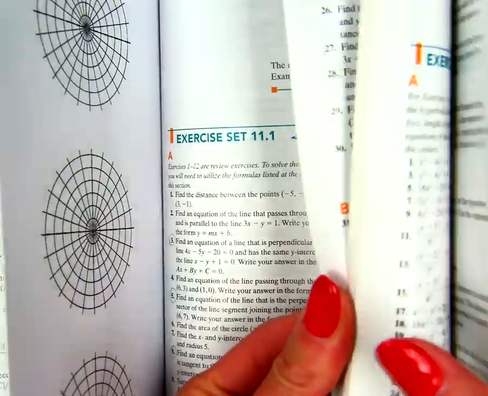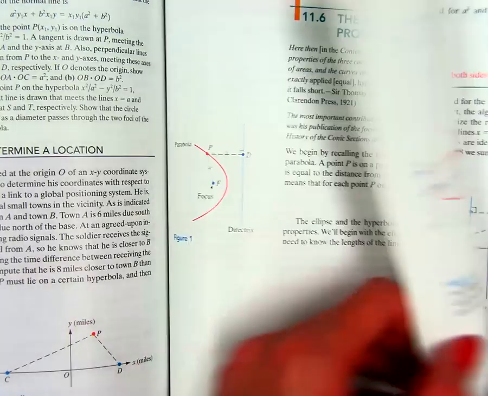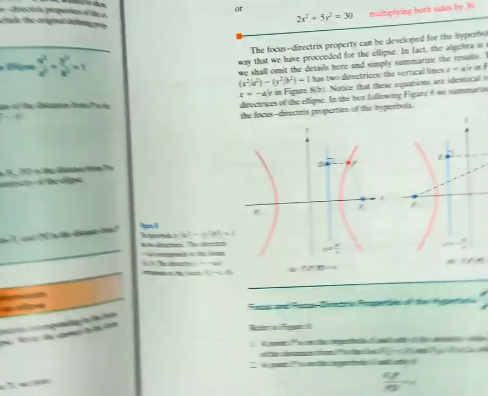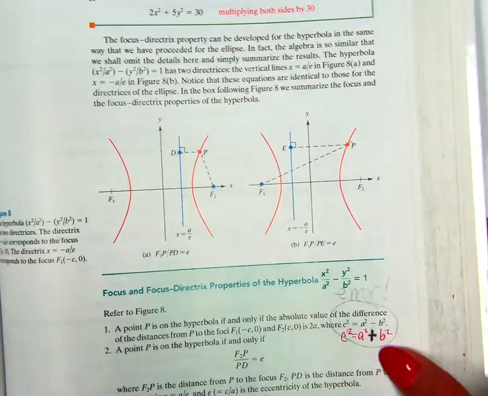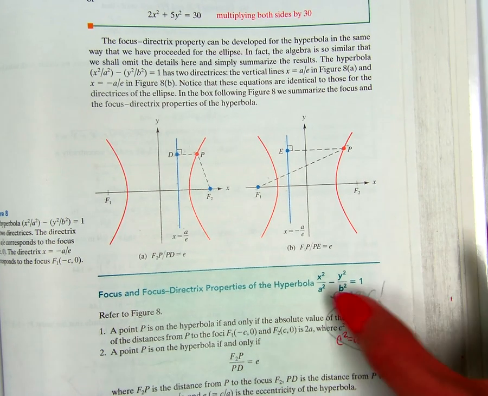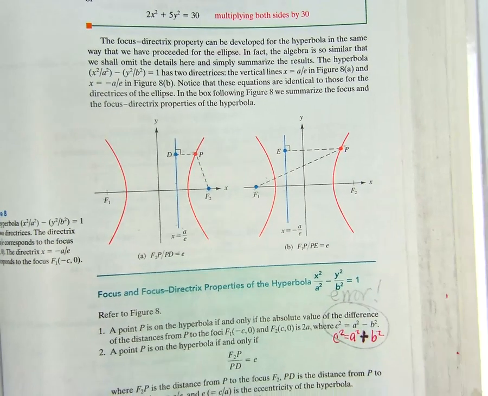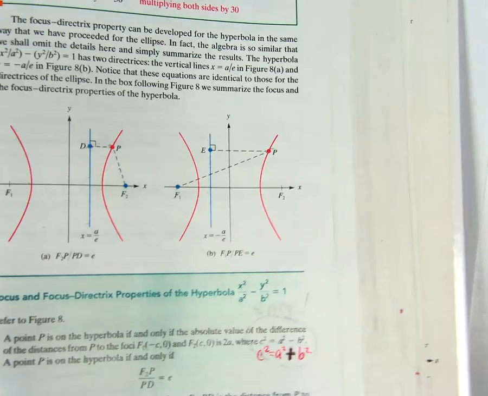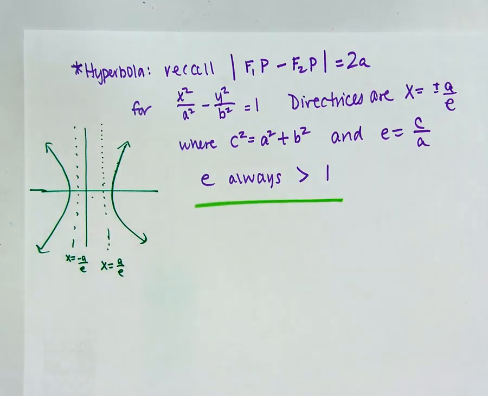If you look at 11.6, the box on page 871, right here, it should say c squared equals a squared plus b squared. This is for hyperbolas, just in case you're reading the sample boxes. All right, so we're just going to do a couple of examples.